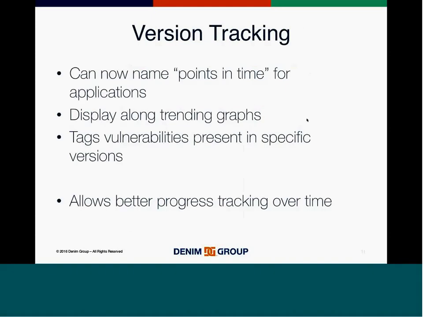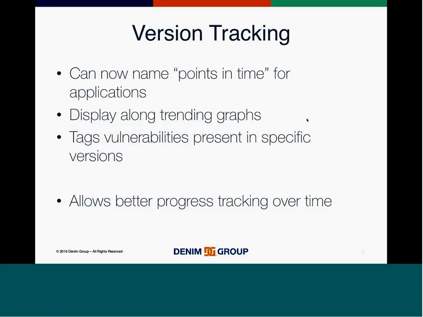We've also given you the ability to track points in time for specific applications so that you can say, we released this application at this point in time, and so now you know which vulnerabilities existed in that particular version of the application, and you can use that to understand on a trending graph the progress that you've made over time. And it also lets you, when you look at particular vulnerabilities, go back and see which versions of the software those vulnerabilities existed in.